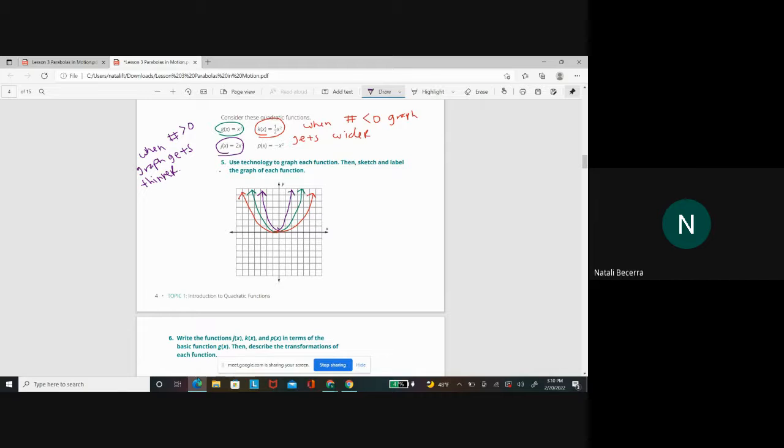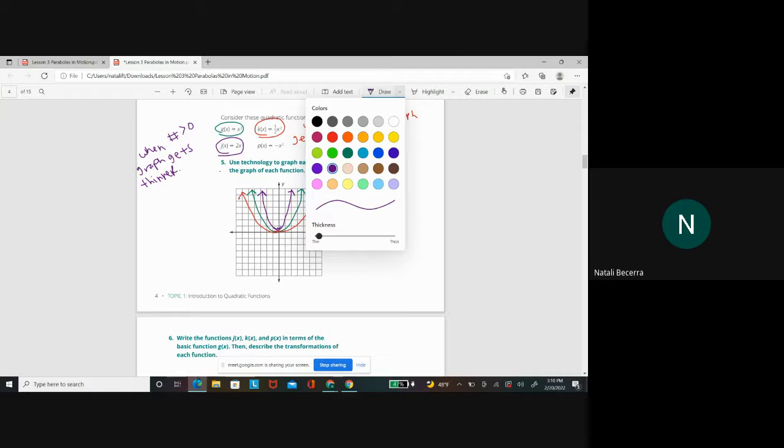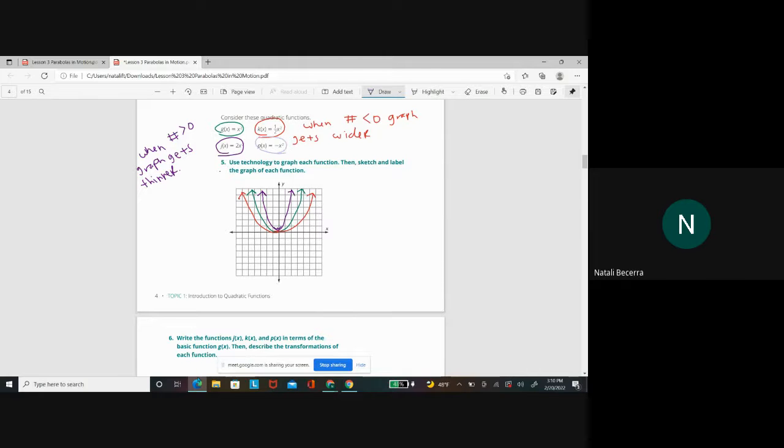Still at the origin, it didn't move left, it didn't move right, it didn't go up or down, it just got smaller, it got thinner. And then the last one that we have here, I'm gonna change the color to, I don't know, let's do purple pastel. P of x equals negative x squared.